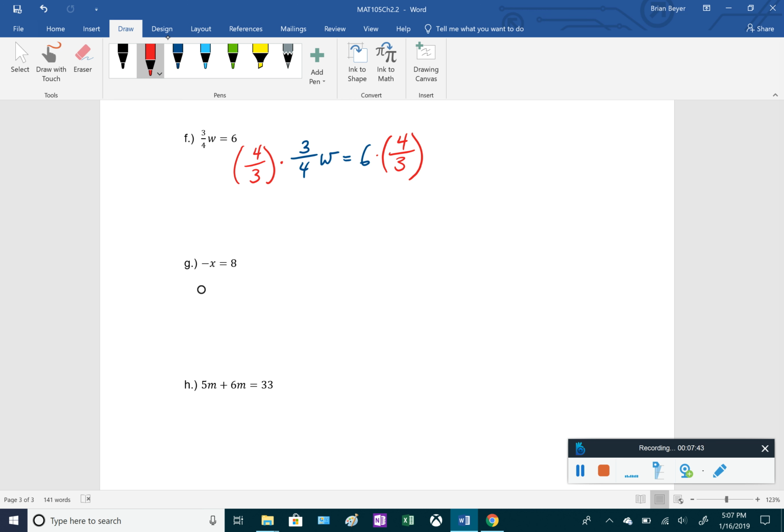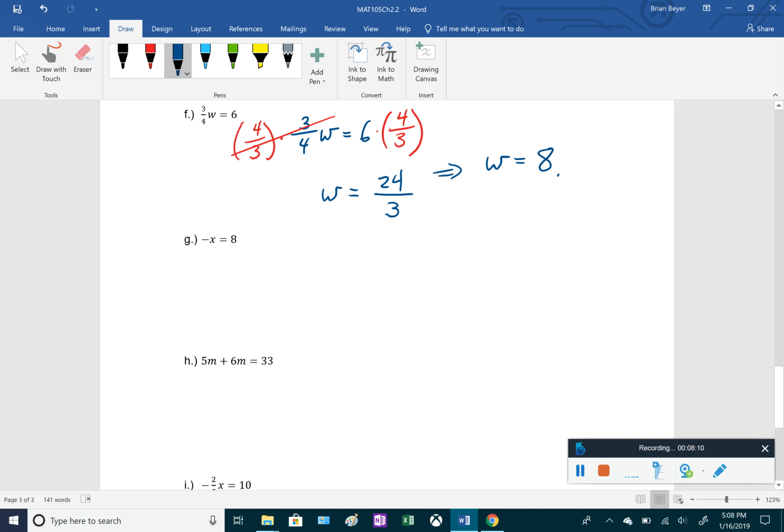Okay, so it's going to cancel on the left-hand side. So we get w equals 6 times 4/3. So that's 6 over 1 times 4 over 3. So that's going to be 24 over 3, which is going to give us w equals 8. Once again, we can check that in the original if we want.